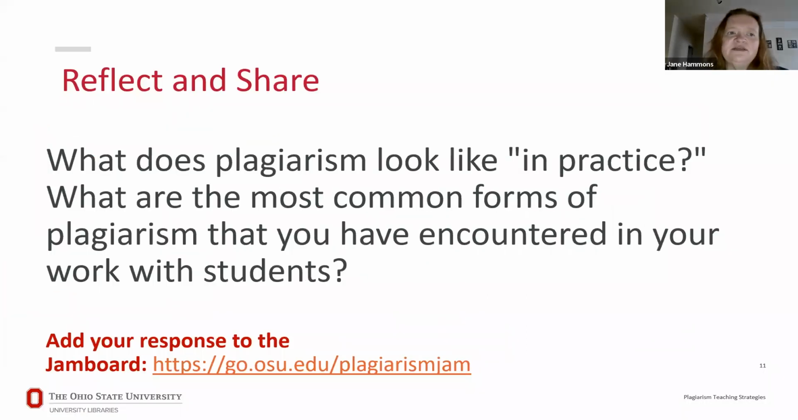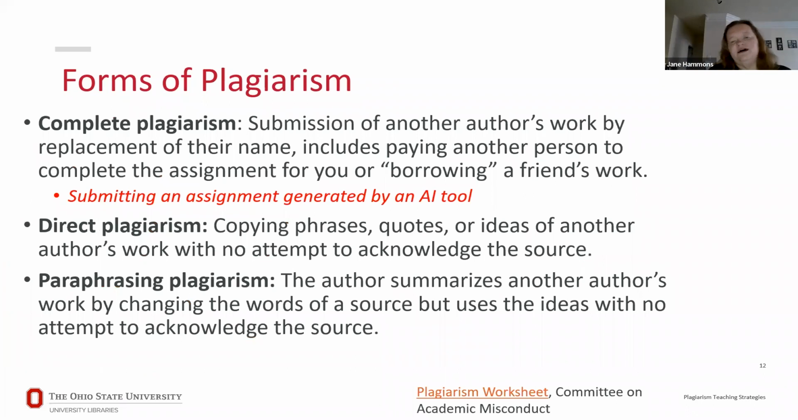So some of the forms of plagiarism that are highlighted by the Committee on Academic Misconduct, they have a plagiarism worksheet where they describe several different forms of plagiarism. And as someone mentioned, having someone else write it for you, that would be a great example of complete plagiarism. So submitting someone else's work, whether it's a friend, or you've paid someone to write it. I would also put in here, this is not officially part of the COAM policy system, doesn't specifically mention AI, but if you had ChatGPT write a paper for you, I think that would fit into that as well.